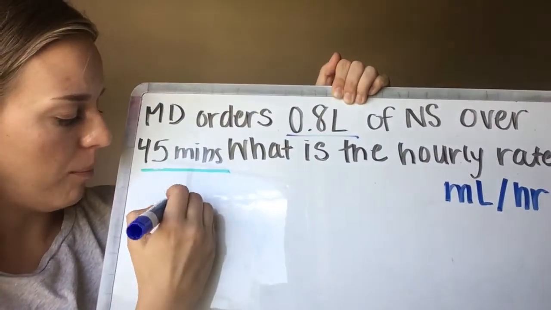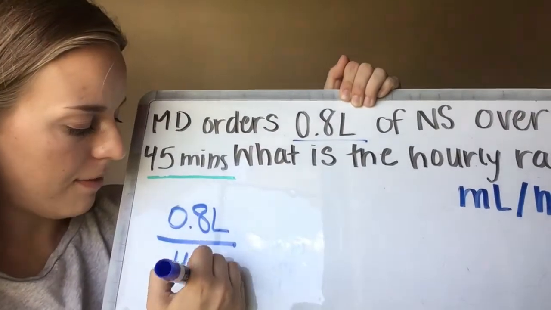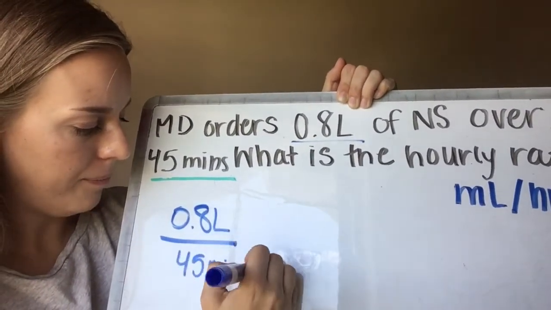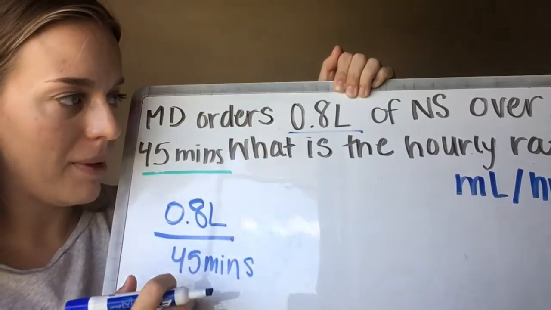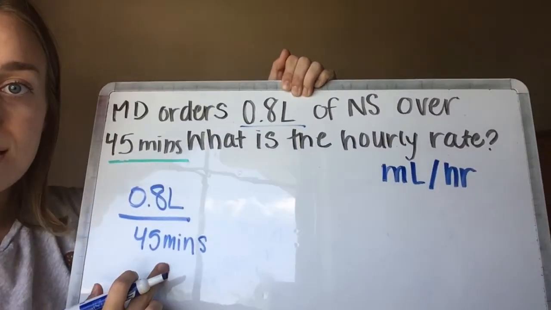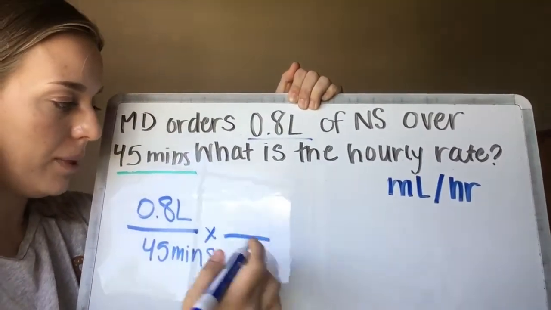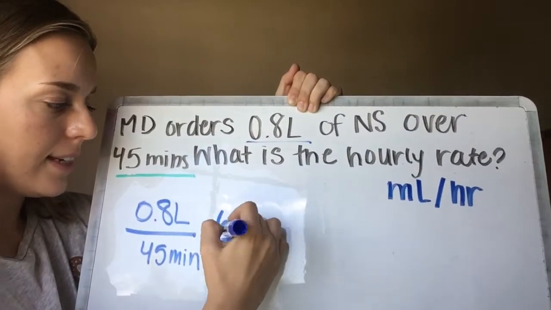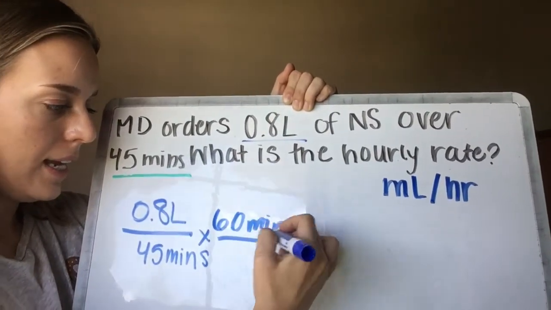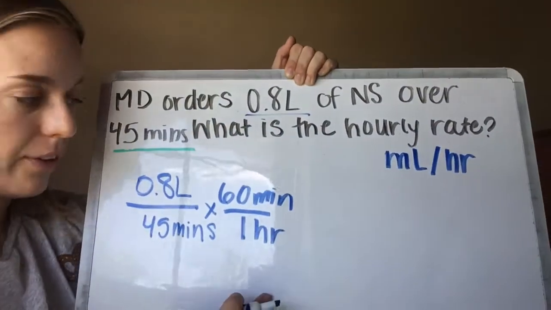So we're going to start with our 0.8 liters over 45 minutes. Well, we know we're in liters per minute, so we need to get to milliliters per hour. We know the conversion rates to get minutes into hours, right? So we're going to multiply it. We're going to put our minutes on the top. There are 60 minutes in 1 hour. So we've got hours on the bottom. We're doing great. We're on the right track.